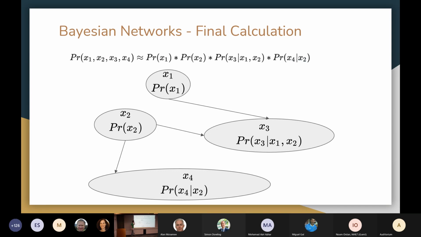So the final calculation given this network would be multiplying probability for x1 times probability for x2 times probability for x3 given x1, x2 times probability for x4 given x2. Okay, so this is the final calculation in this example of the probability for seeing all this combination of variables.